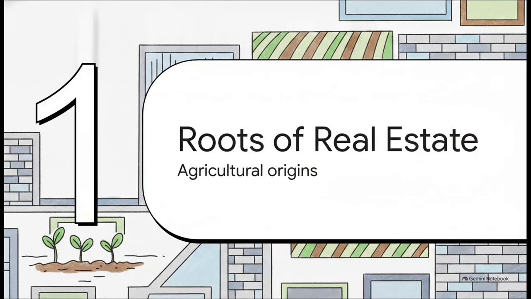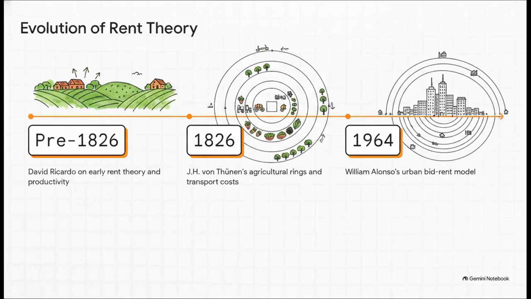All right, section 1, roots of real estate. To really understand today's rent, we actually have to look backwards. Because to truly wrap our heads around today's astronomical rent prices and crazy urban sprawl, you have to realize that the concrete jungle as we know it is built on a foundation of agricultural theory. Let's trace this intellectual leap over time.